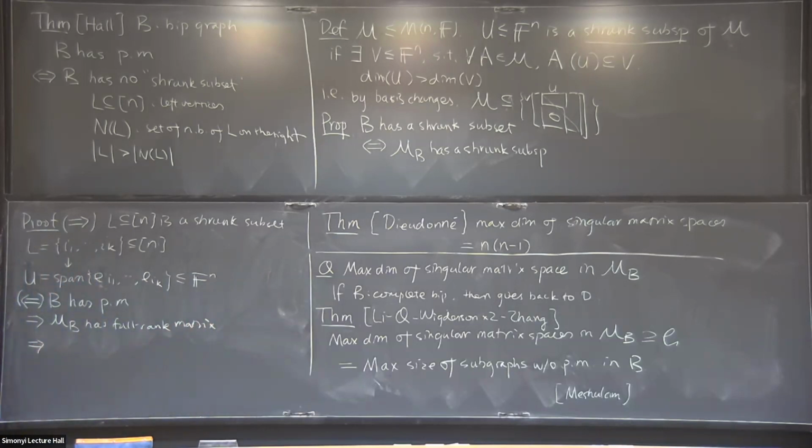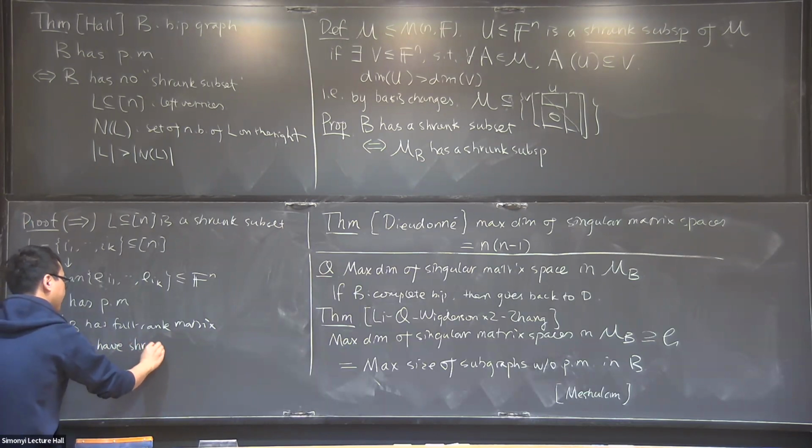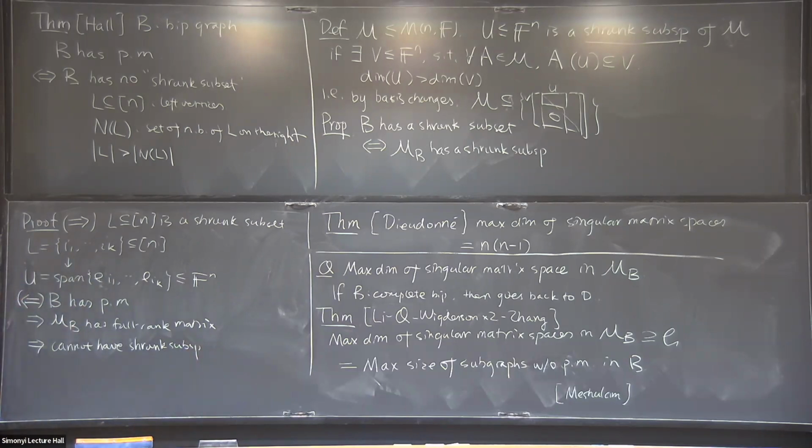Then it cannot have a strong subspace, because if it has a full rank matrix, it cannot have a strong subspace, because a strong subspace means that MB will be singular. So it cannot have a strong subspace. Okay. So far so good.